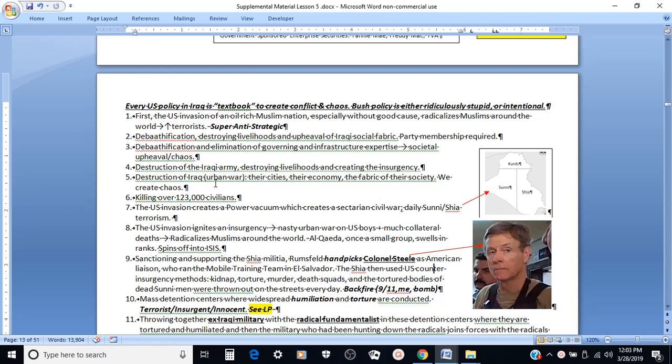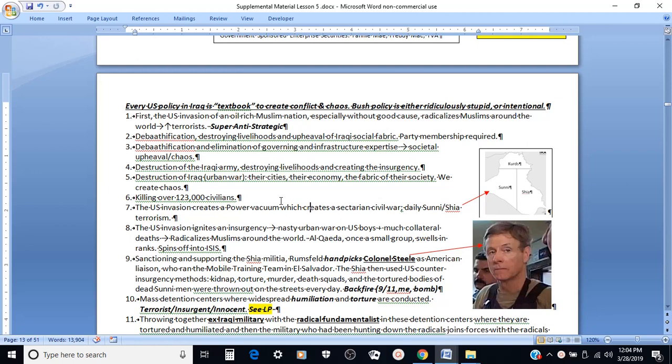So with the insurgency, the U.S. has to fight against these guys, and it's brutal urban warfare. Kicking in doors, a lot of destruction, a lot of collateral damage. Cities are destroyed, their economies destroyed, their infrastructure is destroyed, right? And housing's destroyed. We create chaos. It also results in the killing of over 123,000 civilians, all right? Which is a great motivation again for your enemy.